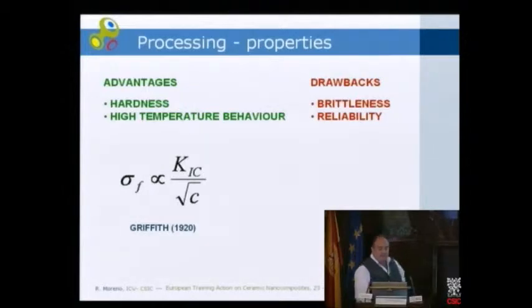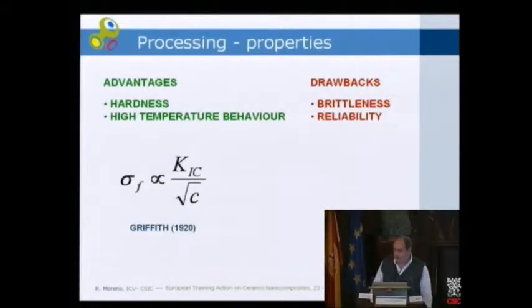Well, we all know that the advantages of ceramic materials are the high hardness and the good high temperature behavior of ceramics against metals or other materials. But we have important drawbacks, mainly referring to brittleness and reliability.